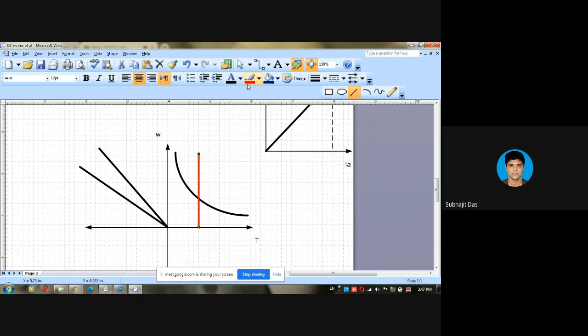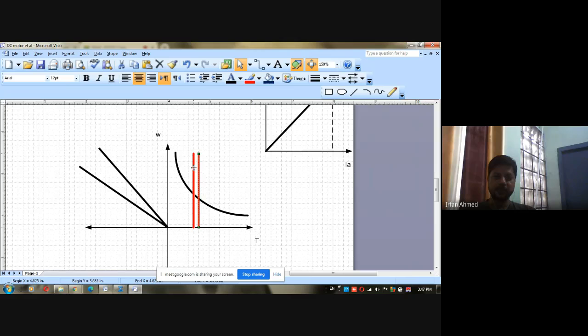Okay, so suppose this is the load torque characteristic. And then in steady state, what is happening? This is the operating point, when the motor torque and load torque are same.